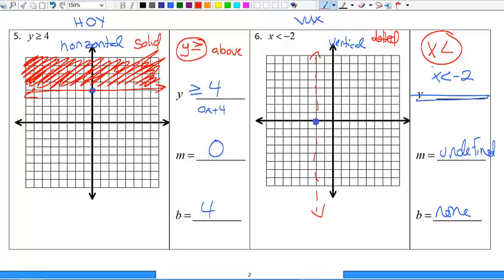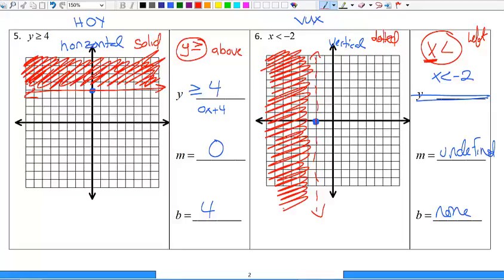But because we're comparing to x here, not y, we're either going to be shading to the left or to the right. So x is less than is going to be to the left. This is the one case that you don't have above or below because you can't compare to y. So we have left or right.